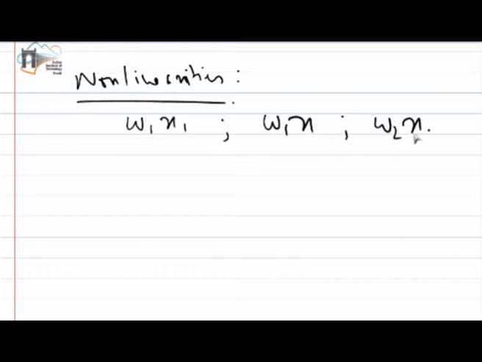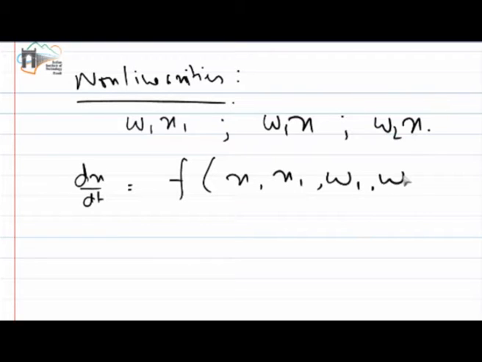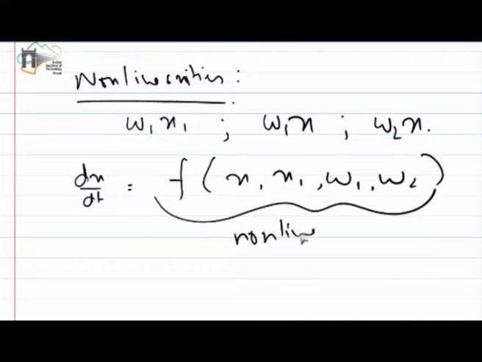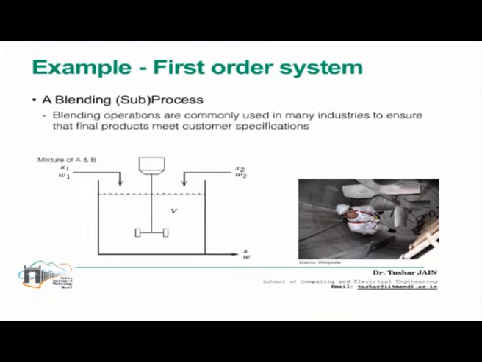So in that case, we would have the system like a function of x and x1. This is a nonlinear system. Okay, so we won't be proceeding with linearizing the system. So now we know that this blending process is a first order system, and we need to study the dynamics.